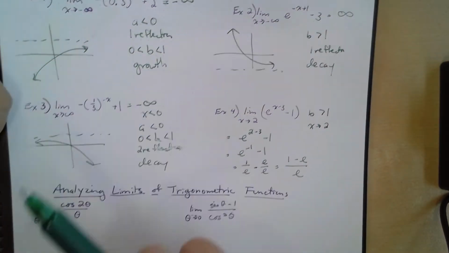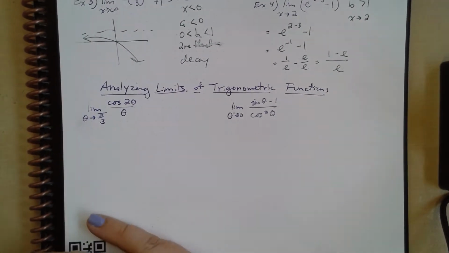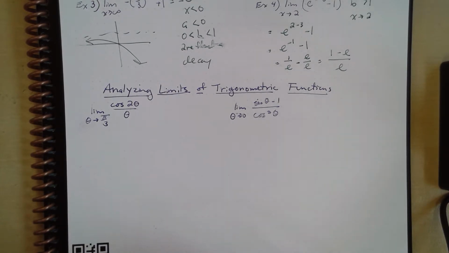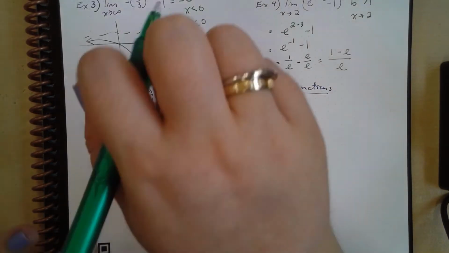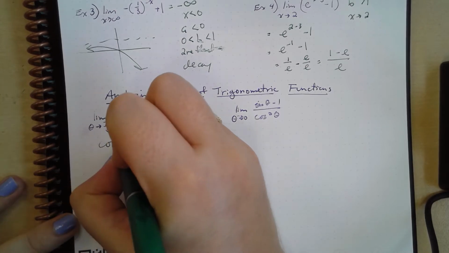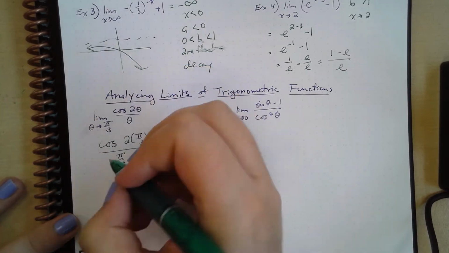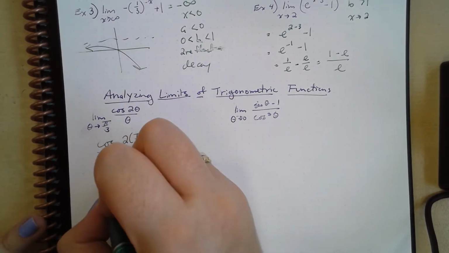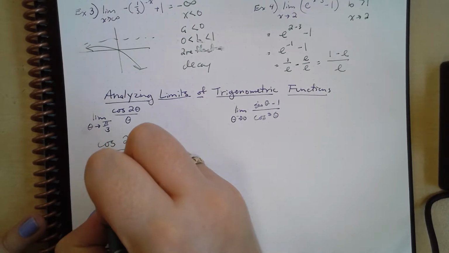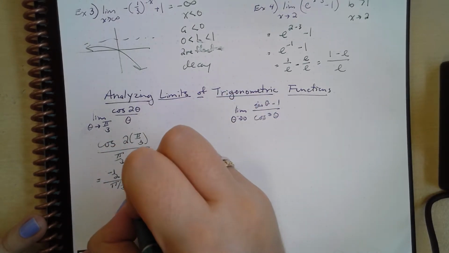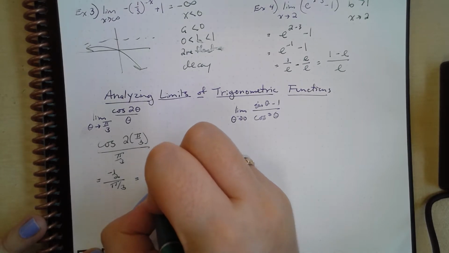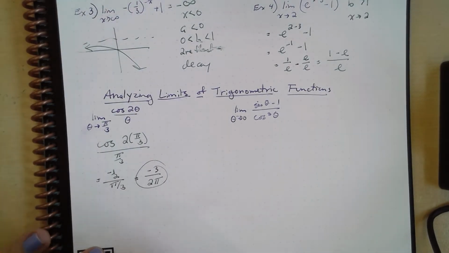So let's actually now talk about trigonometric functions. And these are some of my favorites. We do them a lot in calculus, and we're going to keep doing them. Here we have the limit as theta goes to pi over 3 of cosine of 2 theta over theta. We can do this just using direct substitution, like we've done with other limits before. So here we're going to have the cosine of 2 times pi over 3, over pi over 3, which is going to become the cosine of 2 pi over 3, which is negative 1/2, over pi over 3. And if we simplify this all up, we're going to get negative 3 over 2 pi. Beautiful. Easy peasy.